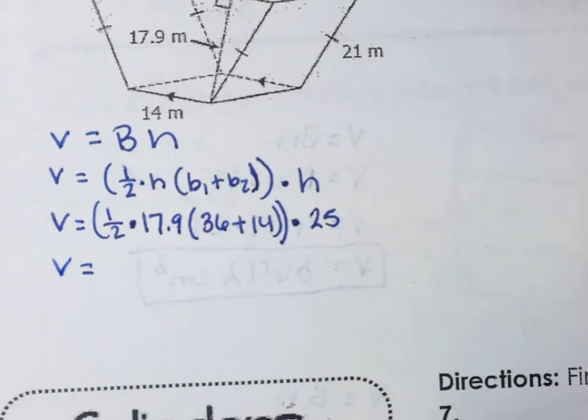Volume equals. Okay. On this one, you got to follow order of operations, or you're gonna mess yourself up. Y'all should know y'all gotta do what's in parentheses first. 36 plus 14 should happen first. Then you should do all that multiplication in there, then times 25.